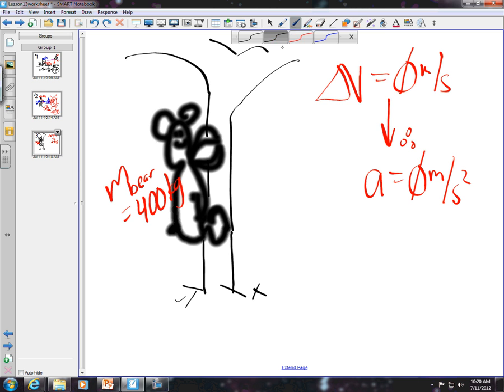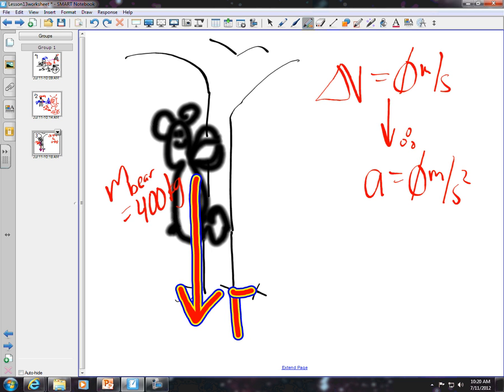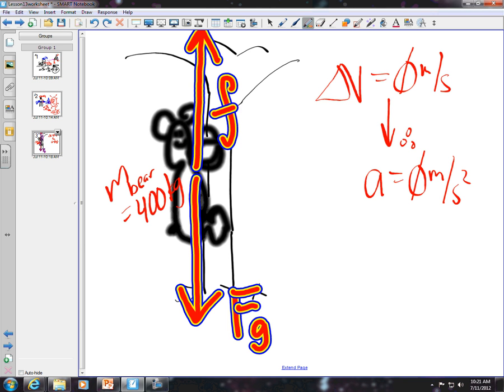So the weight of the bear, the force due to gravity, is balanced, equal and opposite, to the kinetic frictional force. They're equal to each other. What we're trying to find is the frictional force. That's actually easy now, because if we can find the weight of the bear, since it's balanced by the friction, it'll be the same, just in the opposite direction.